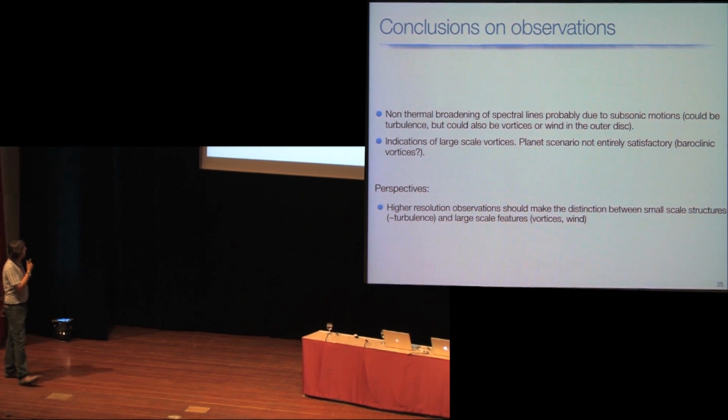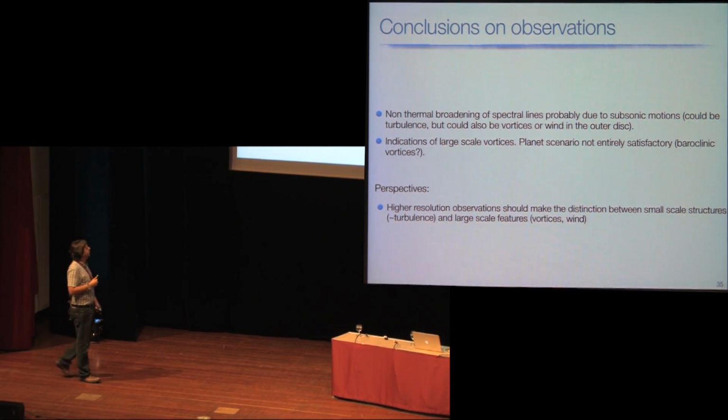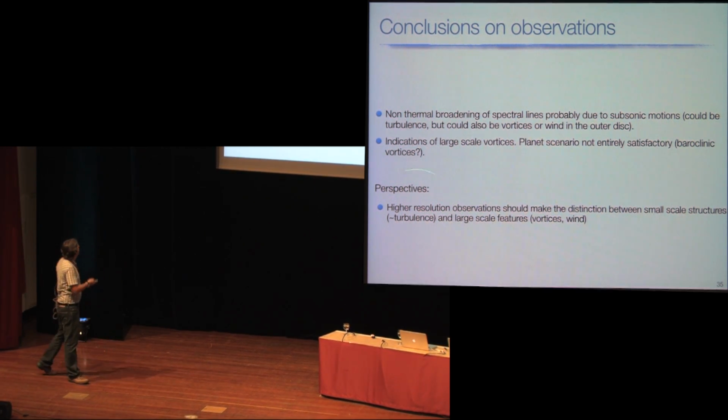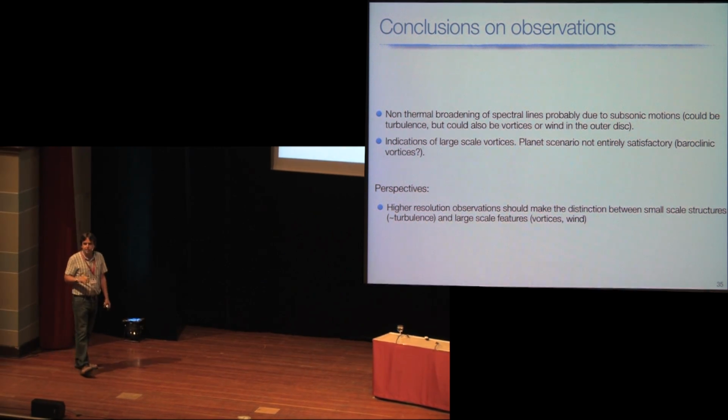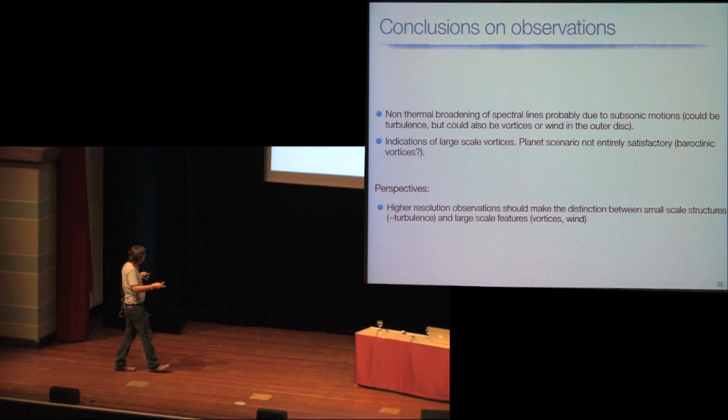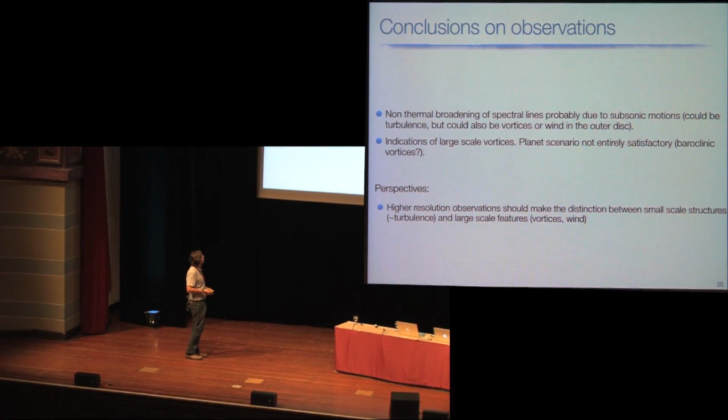We have also indication of large-scale vortices. I should say I'm not entirely convinced by the planet scenario, so I am willing to consider other kinds of scenarios. The perspectives are in higher resolution observations. I won't mention ALMA, don't worry. And the hope is that higher resolution observation will make the distinction between small-scale structure, so typically turbulence, and large-scale features like vortices or wind.